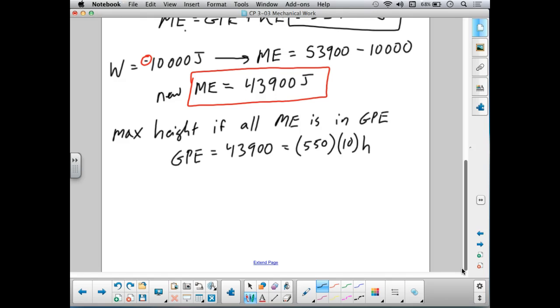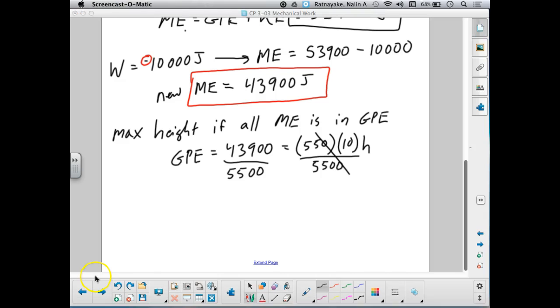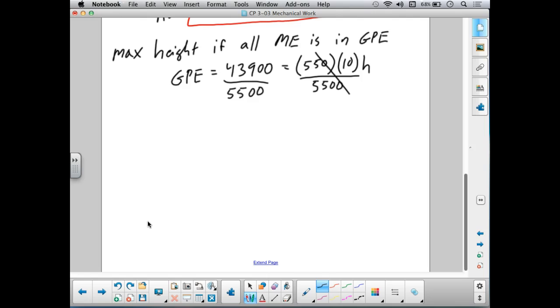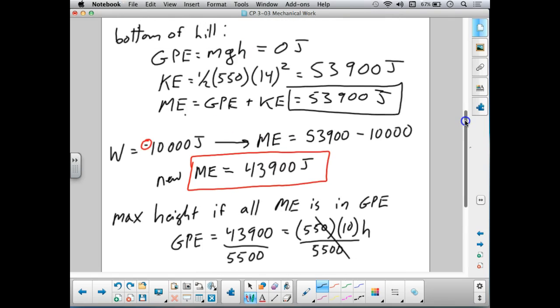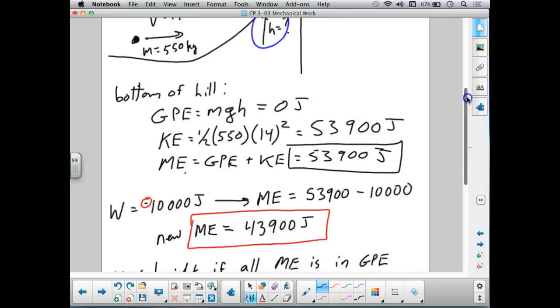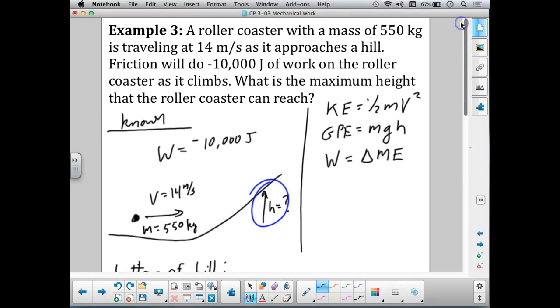So let's see. Now it's just algebra. 550 times 10 is 5,500, so I want to divide through on both sides by 5,500. And if I calculate that out, I get a height of just under 8 meters. This represents how high of a hill this roller coaster can climb, given the fact that friction took away 10,000 joules of its energy. So let me recap, because this was a complicated problem.